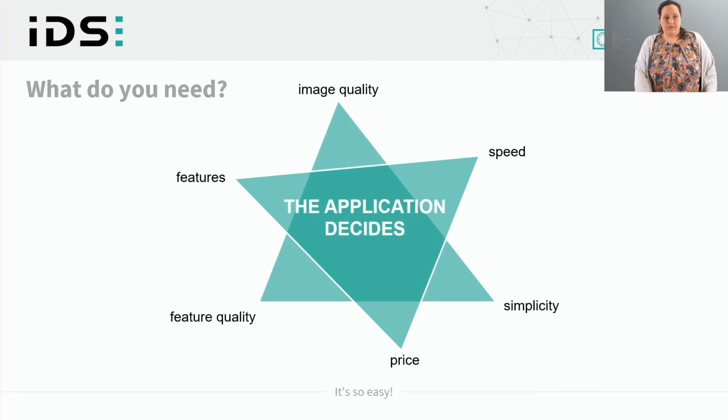But there are also other facts, like for example, image quality. Do you need high image quality, low noise level, or feature quality? How good must features be implemented? Do they have to be stable? Do they have to be fast? And last but not least, simplicity. How easy is it to realize your application and to make it real in your process afterwards?